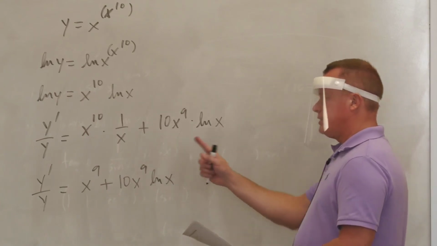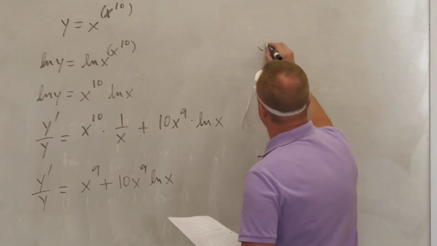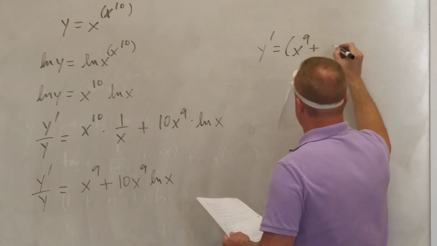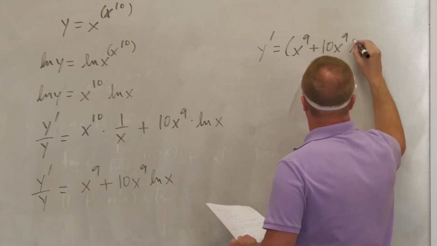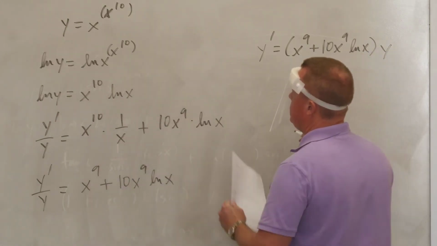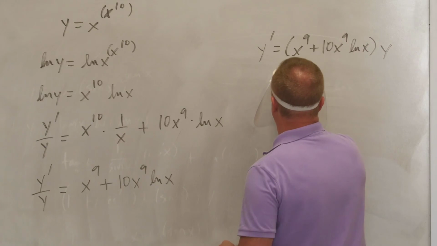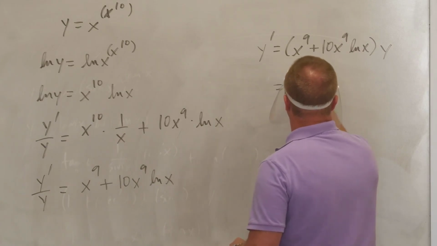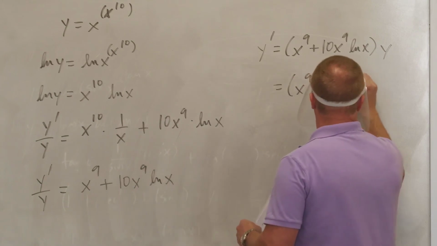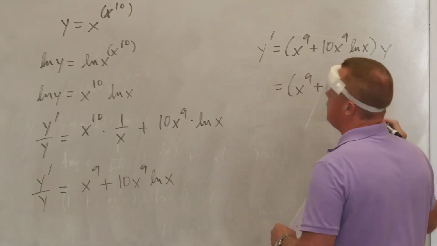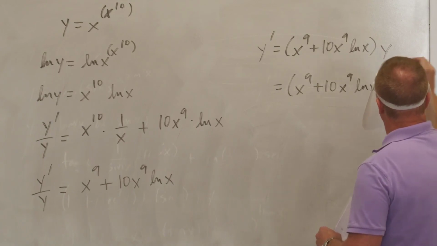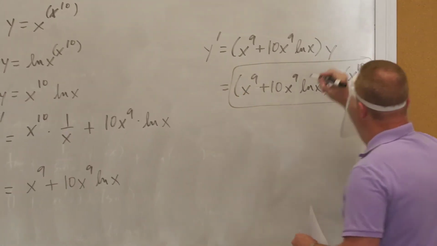And then multiply both sides by your y. And y is equal to x to the 10th power. So the derivative is x to the 9th, and I didn't factor it, I just left it like that, times x to the 10th power. There you go.